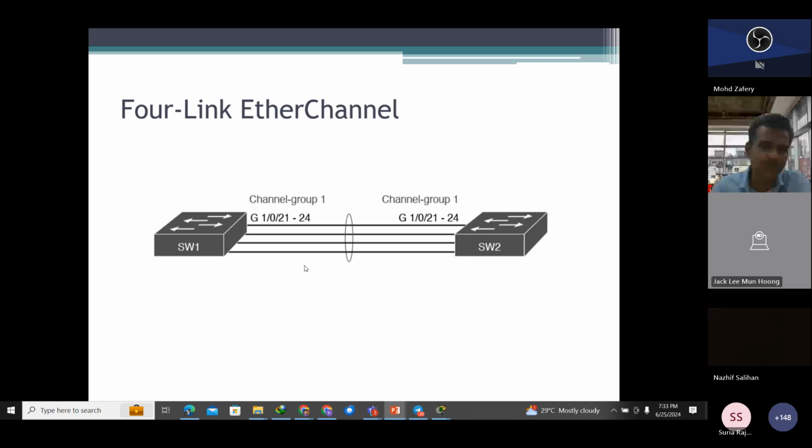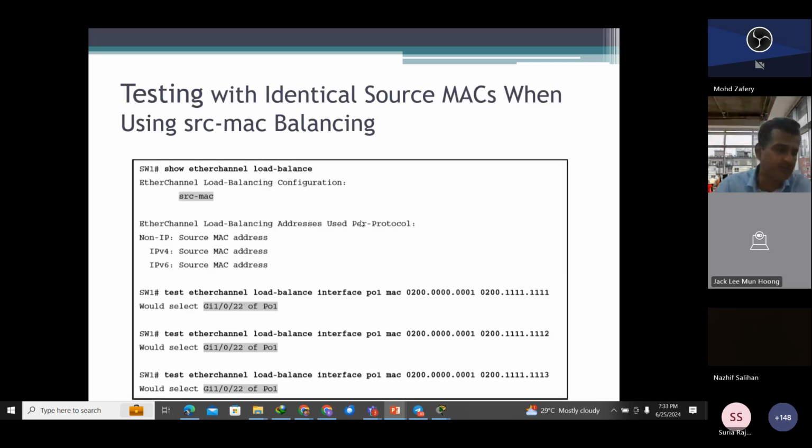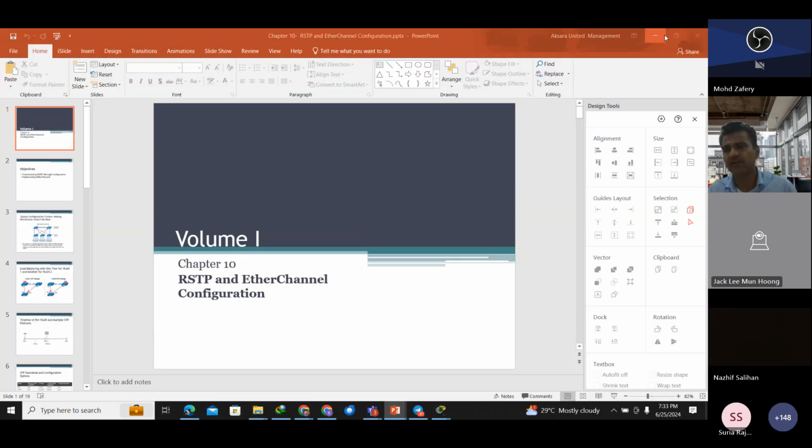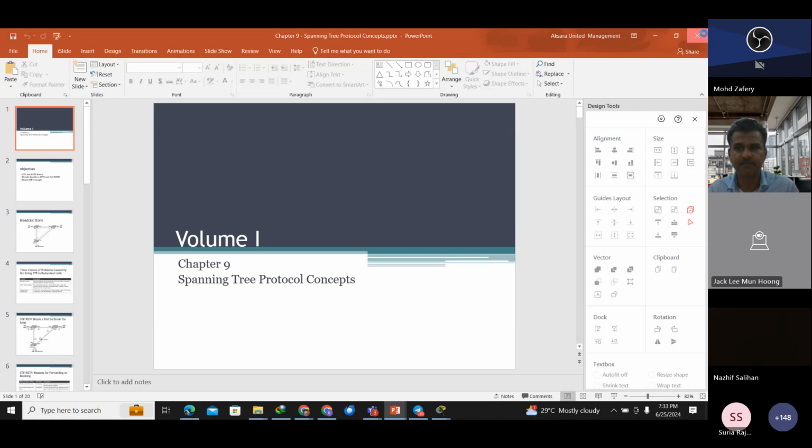You can go more than 2. You can go up to 4. Some will allow you to go up to 8 links together in the configuration. So that is on the RSTP.